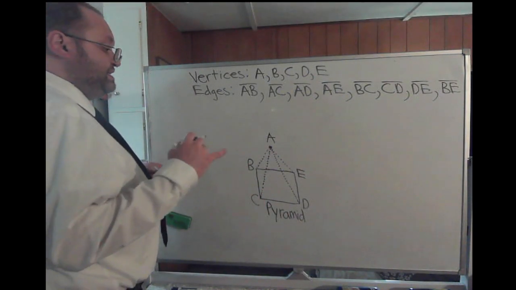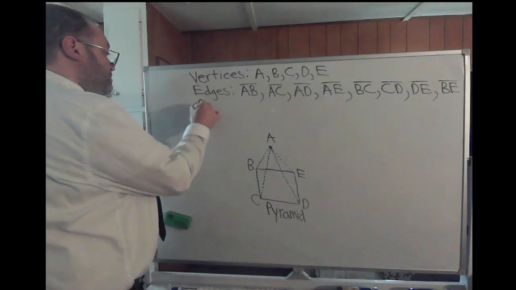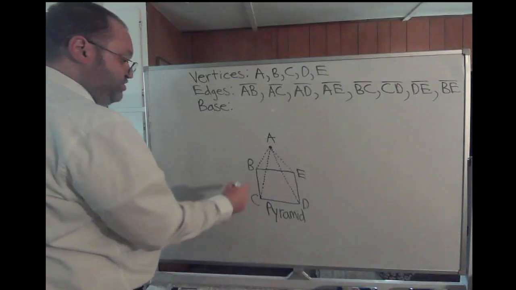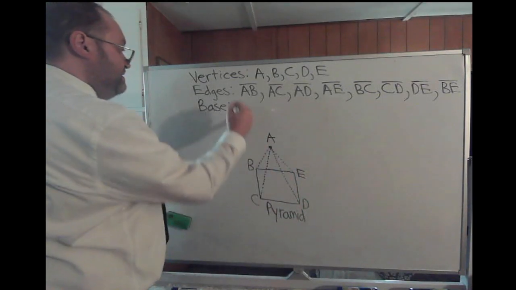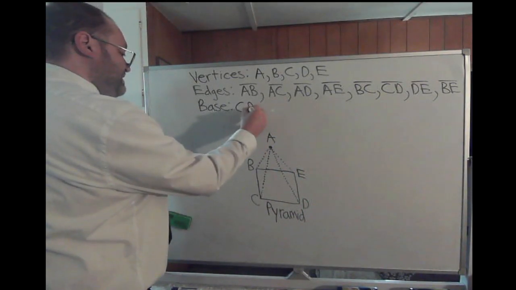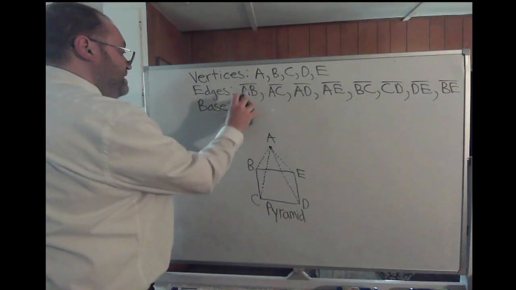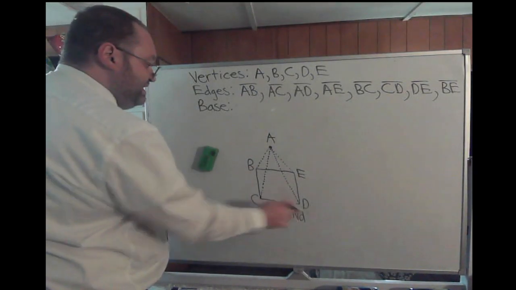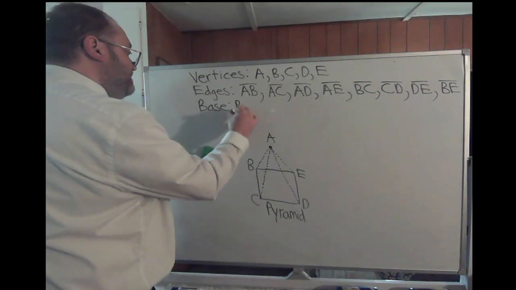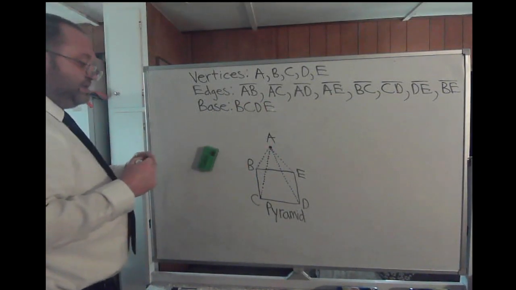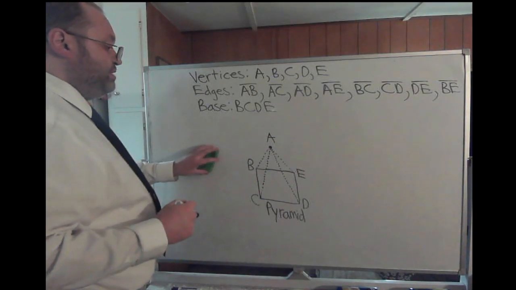Now, we need to deal with the base. Well, a pyramid only has one base, so that should be easy. It should be BCDE, excuse me, I'm sorry guys. BCDE. That should be the base. That's easy enough. That's your rectangular base for the pyramid.